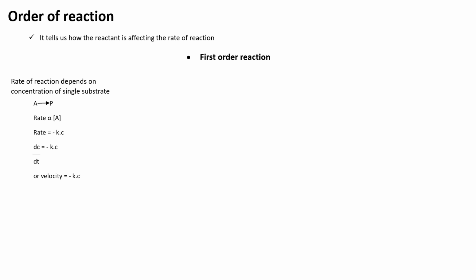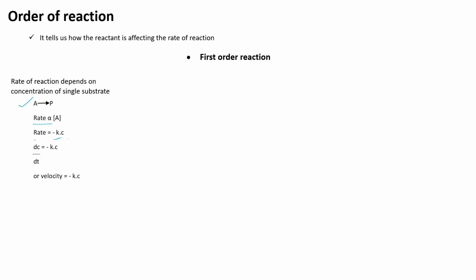When the rate of reaction depends on the concentration of a single substrate, that reaction is known as a first order reaction. So when A is only giving product and if rate depends upon the concentration of A, then it is a first order reaction. So here rate depends upon the concentration of A. Removing the proportionality sign, we have added a constant K.